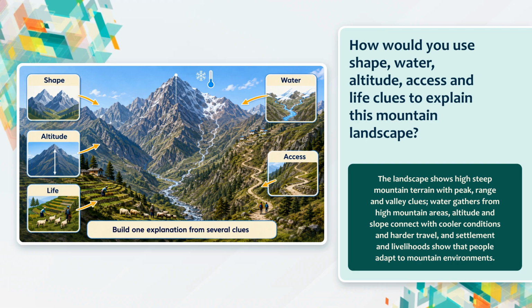Altitude and slope connect with cooler conditions and harder travel, and settlement and livelihoods show that people adapt to mountain environments. The answer combines several visible clues rather than relying on 1. You are ready to use mountain evidence to explain mountain landscapes and mountain life.